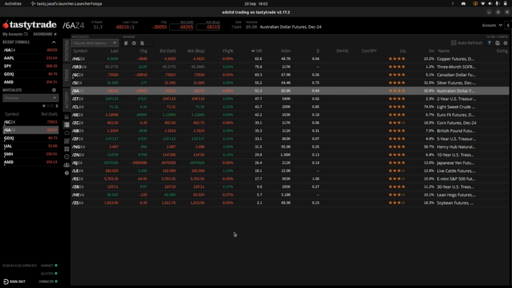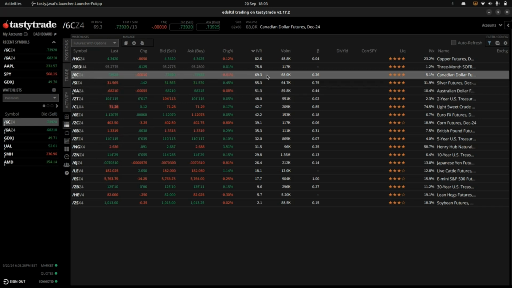Typically speaking, if you have a smaller account, currencies will probably be better for you. Maybe you could look at some stuff with bonds or soybeans or something like that. But generally speaking, currencies usually fit quite well with small accounts. If you have a large account, by all means, you can trade anything you want here the same way. It's just the sizes of the contracts are different. So we're going to have a look at putting on a trade on, say, the Canadian dollar futures with an IV rank of 69.3.